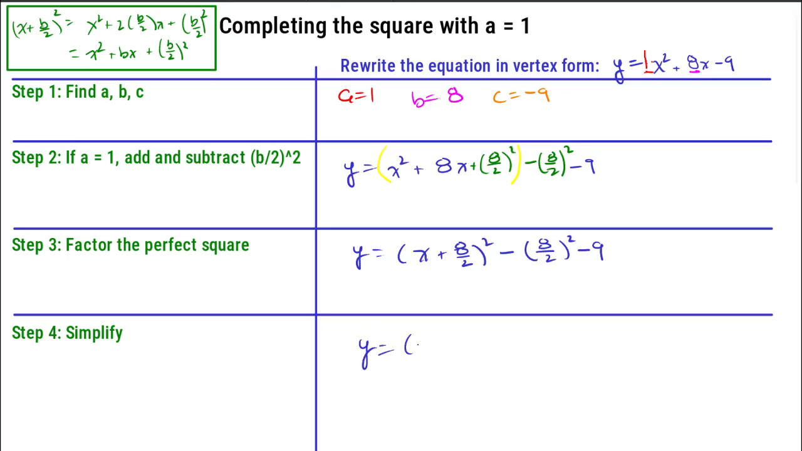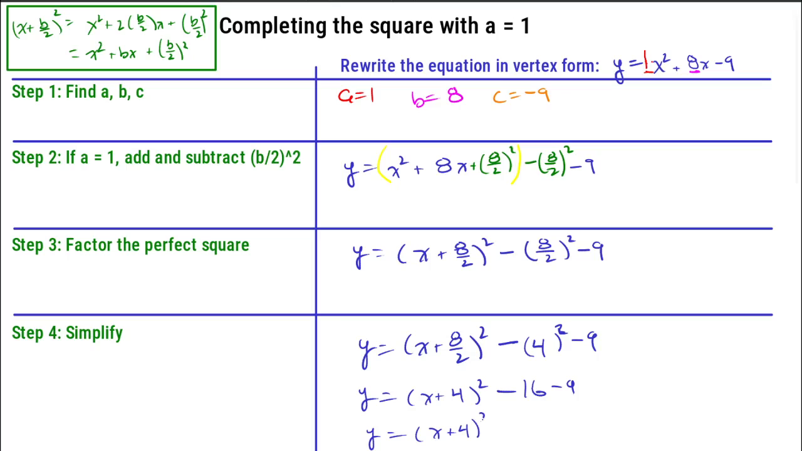So y equals x plus 8 over 2 squared. We leave that alone. But the 8 over 2 squared minus 9, we can work with that. 8 over 2 is 4. Actually, we can simplify that 8 over 2 as well. So that's a 4, 4 squared is 16, and then minus 9. And so our final form of the equation, 16 minus 9, that's going to combine to minus 25. And so our vertex form is this equation here.